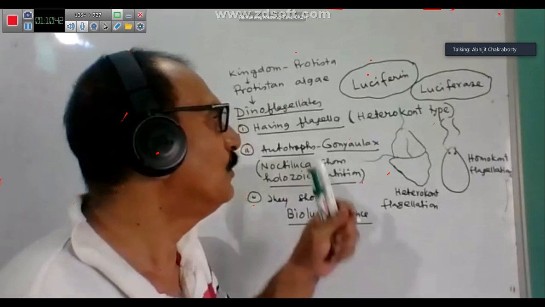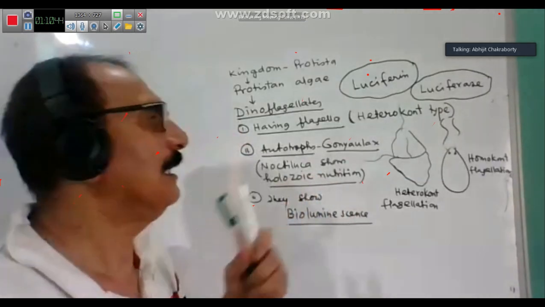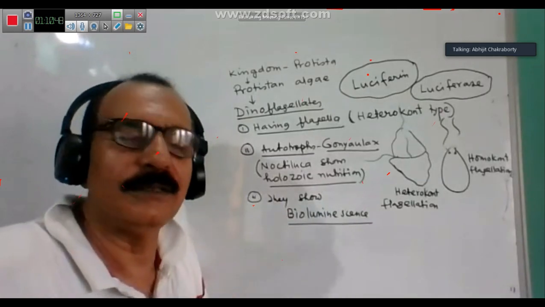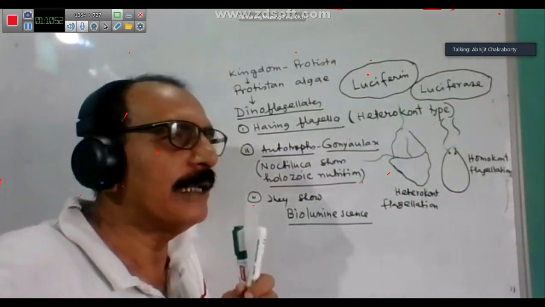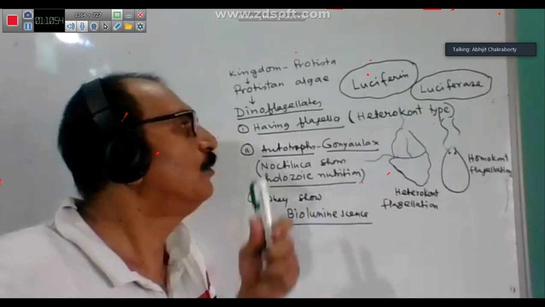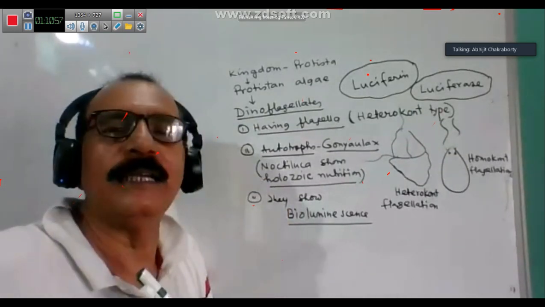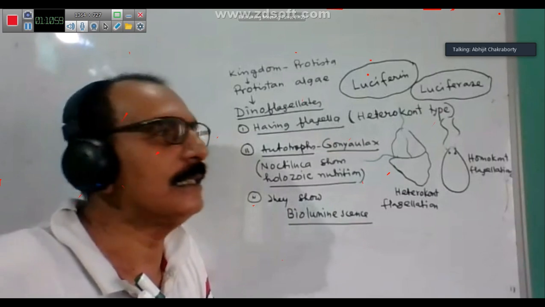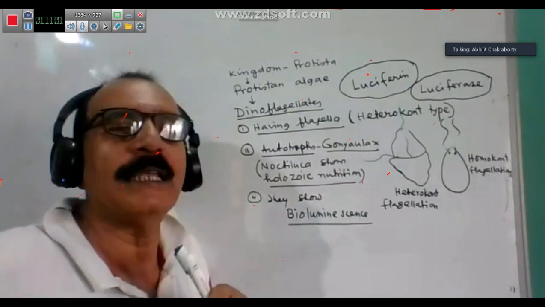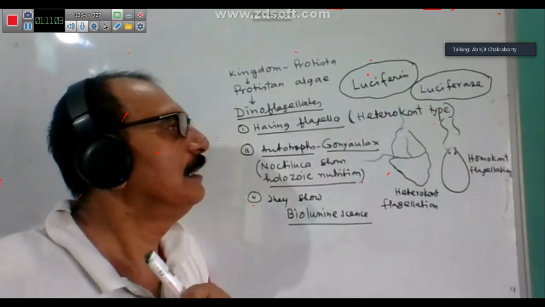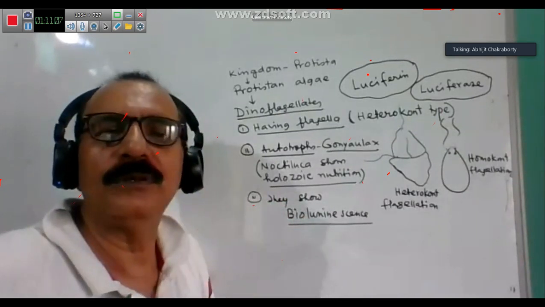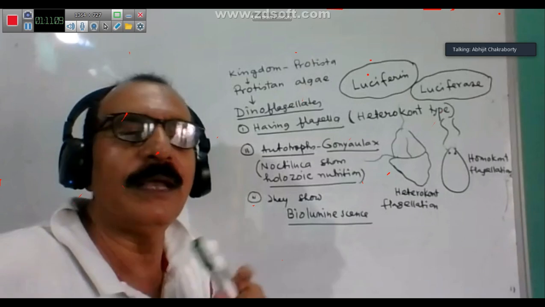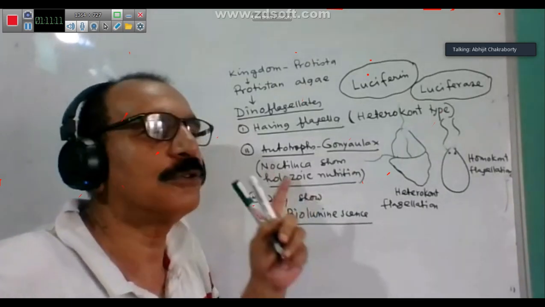Remember this thing: bioluminescence is found in different kingdoms. So in order to show bioluminescence, two things are most important. One is that luciferin is required to be present, and secondly, the luciferase enzyme is required to be present. If luciferin and luciferase are both not found, obviously the organism cannot show the bioluminescent property.